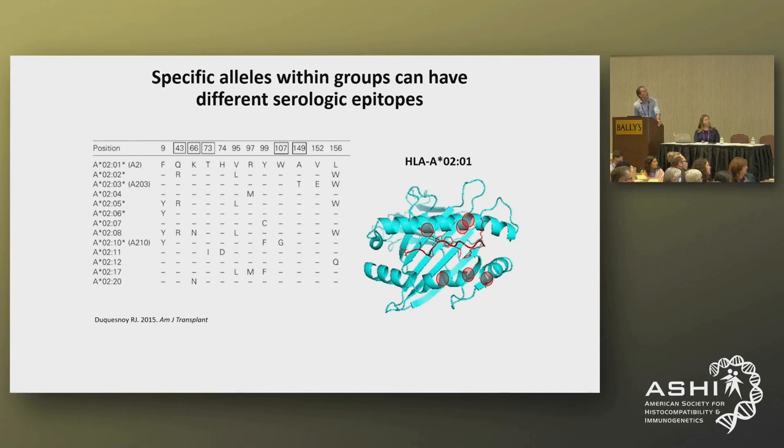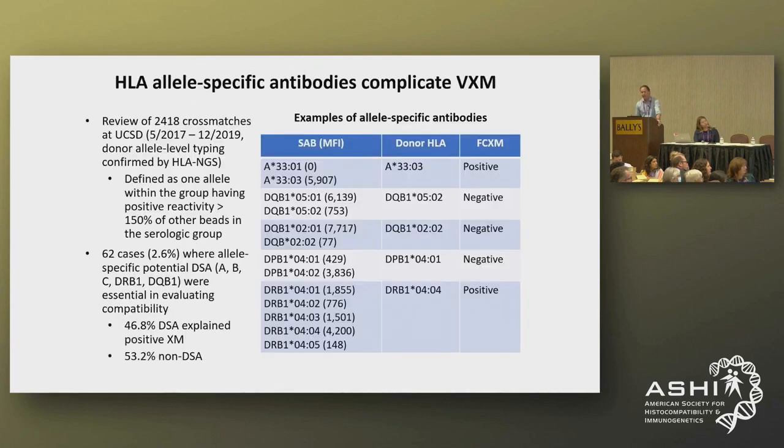So we have a table on the left here showing amino acid variation for alleles within A2. Superimposing the locations of those changed amino acids back on our cartoon structure, we can see that some of those are on outward-facing residues on the alpha helices, areas that we know interact with antibodies. So there are definitely allele-specific antibodies that can cause immunologic incompatibility, and that complicates the virtual cross-match.